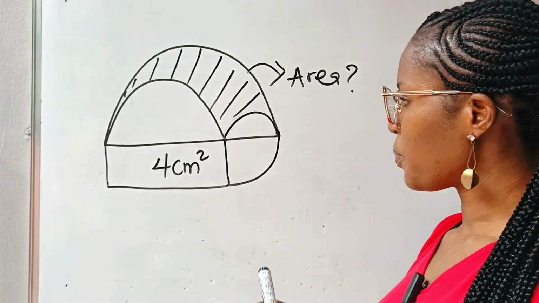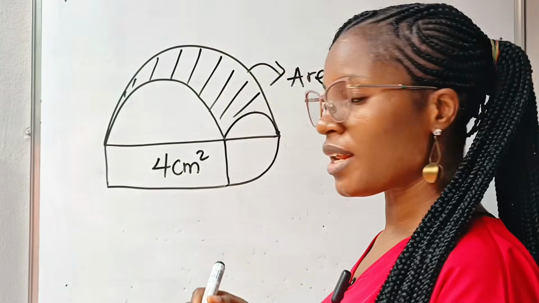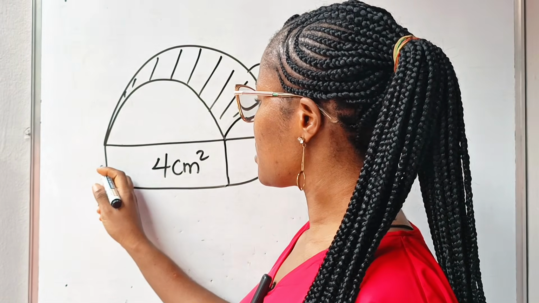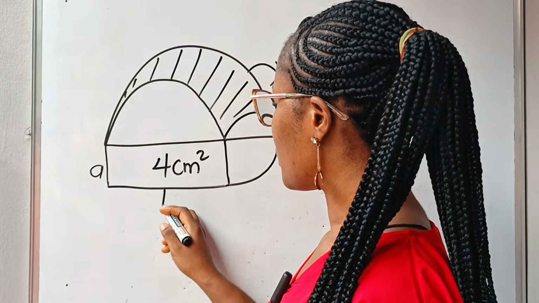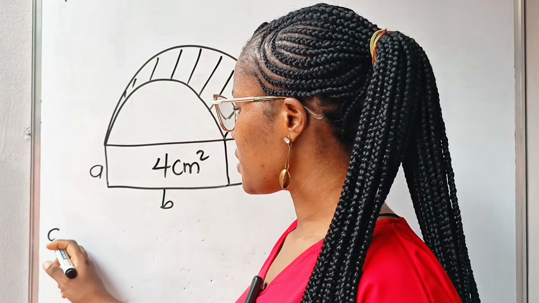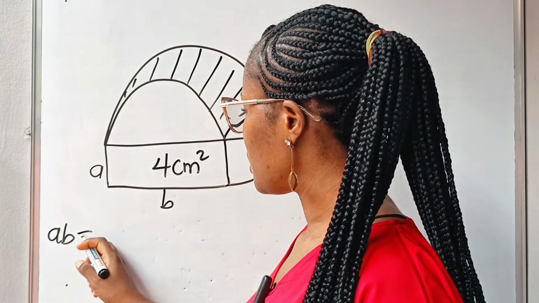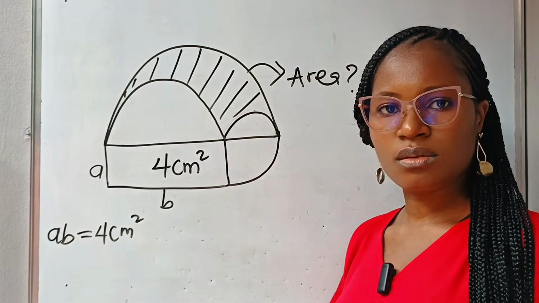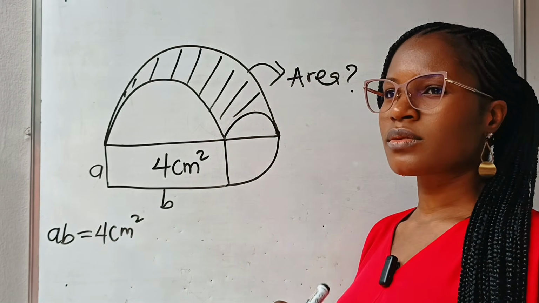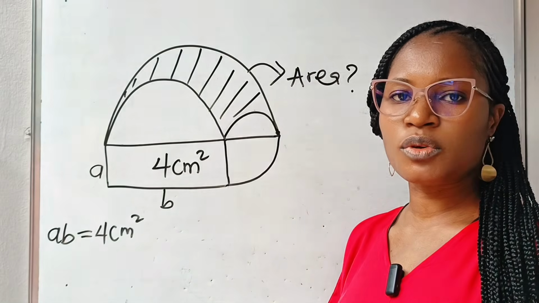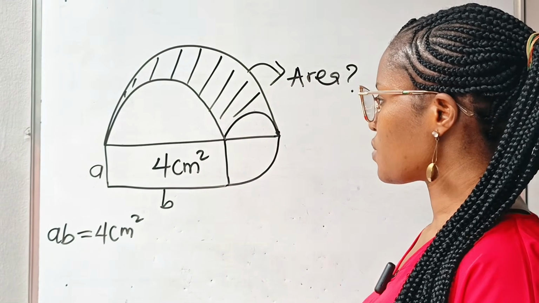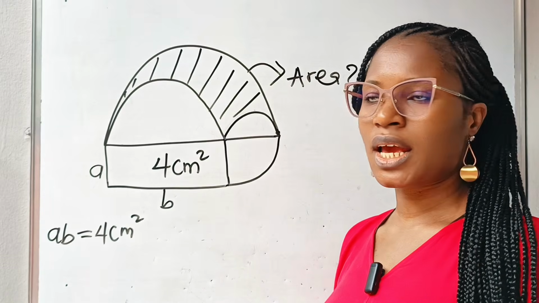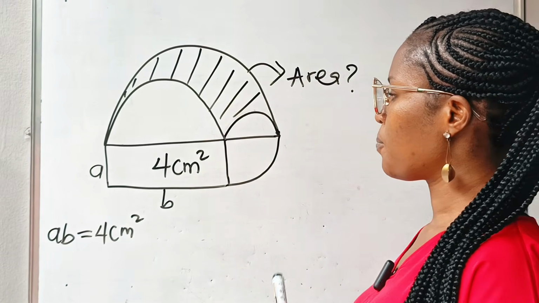So first of all, area of a rectangle is length times breadth, right? So if we call this A and call this B, it means that A multiplied by B should give us 4 centimeter squared. Okay, now since that is the only information we have, we just have to find a way to use this information judiciously and use it to get the area.